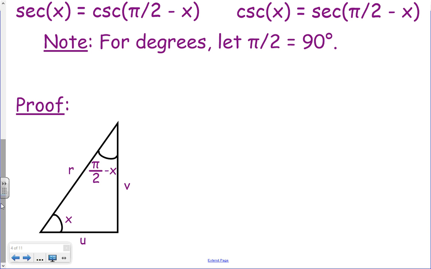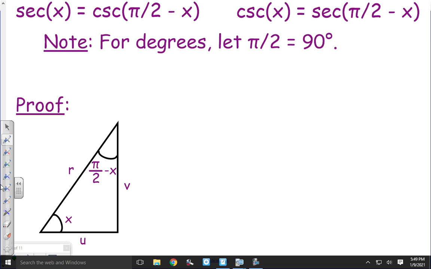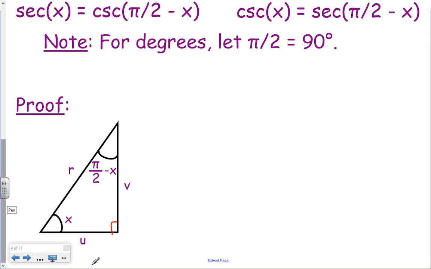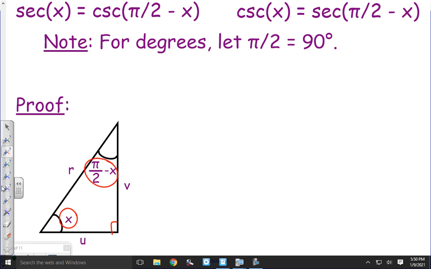The nice thing about working with a right triangle, once you set up a right angle down here, that angle right there is pi over 2, which means that the other two angles, these two guys right here, have to add up to pi over 2. Or if you're in degrees, then they have to add up to 90 degrees. That means on a right triangle, you're guaranteed that the two non-right angles are complementary. And so this is where this property actually comes from.